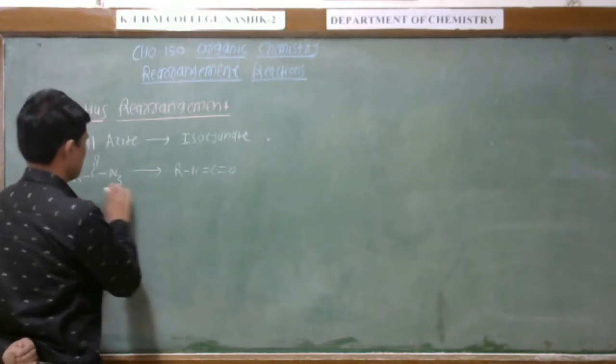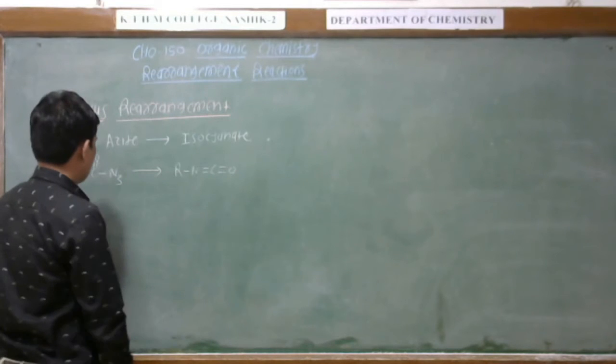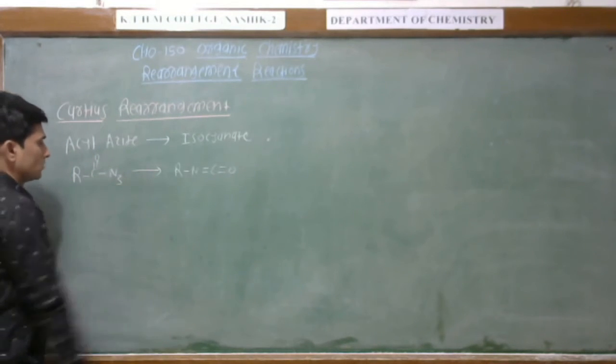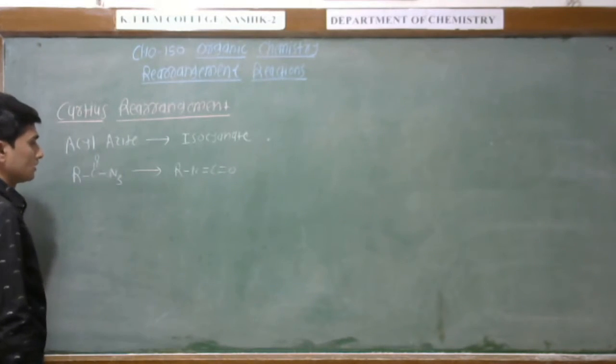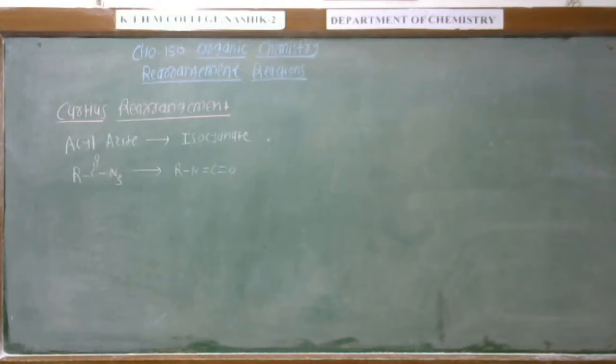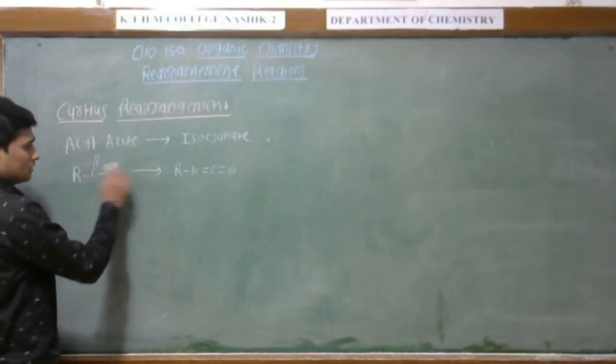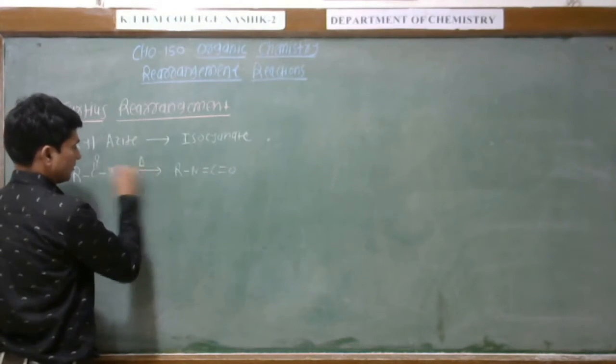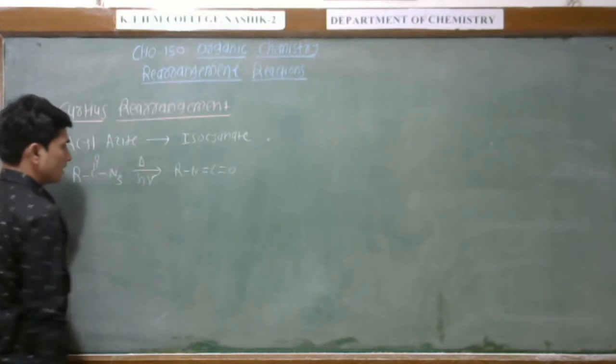In this reaction, for the conversion of acyl azide to the isocyanate, we can use either thermal conditions or photochemical conditions. In this conversion, we use the thermal condition or the photochemical condition.